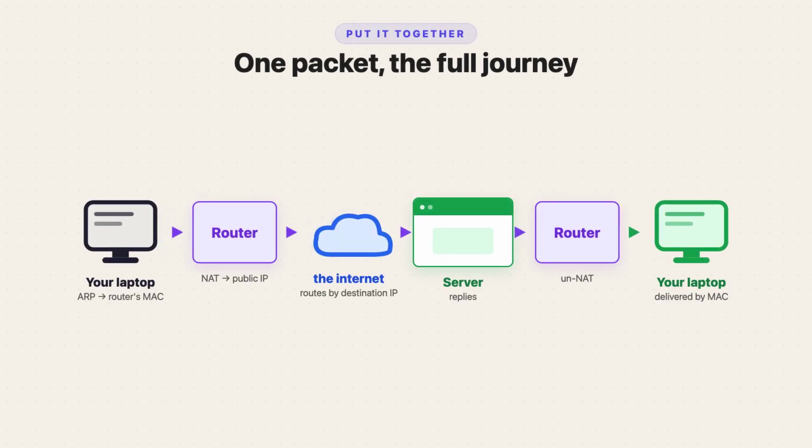Now the whole journey makes sense. Your laptop uses ARP to find the router's MAC. It sends the packet to the router. The router uses NAT to replace your private IP with a public IP. The internet routes the packet by destination IP. The server replies, the router reverses the NAT, and your local network delivers it back by MAC.